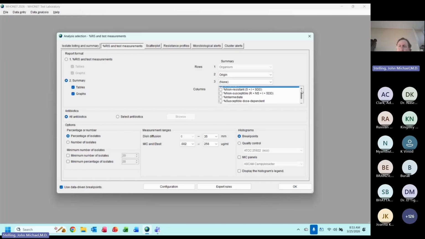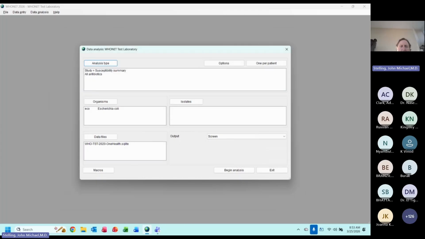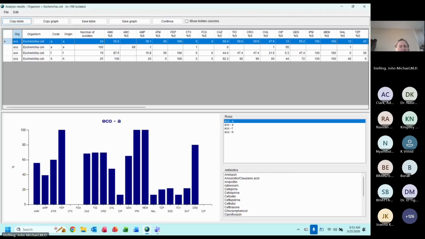So you can check them off. I just want to do the % susceptible here. And let me do OK. Let me do begin. And now what you see are 4 rows. You have all of the animal results on row number 1, 24 isolates. The environmental row, 100 isolates, as I told you earlier, on the second row. 10 and 19 food isolates, 25 human isolates.